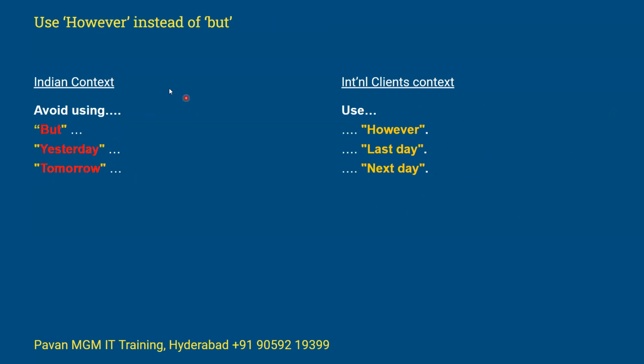And the next one that I'm going to explain is use however instead of but, right? So in Indian context, we generally use words like but or yesterday or tomorrow, right? However, in an international client context, you should not use but, it is a wrong word. Use however instead of but, use last day instead of yesterday, and use next day instead of tomorrow.